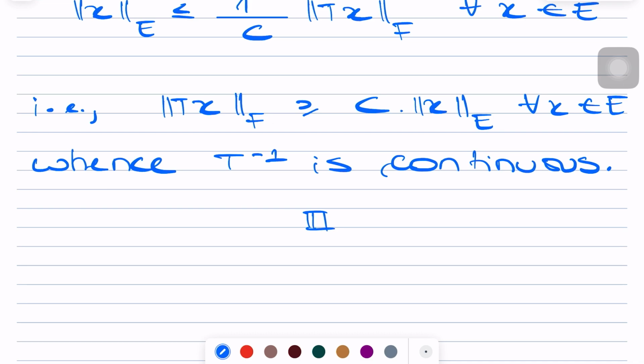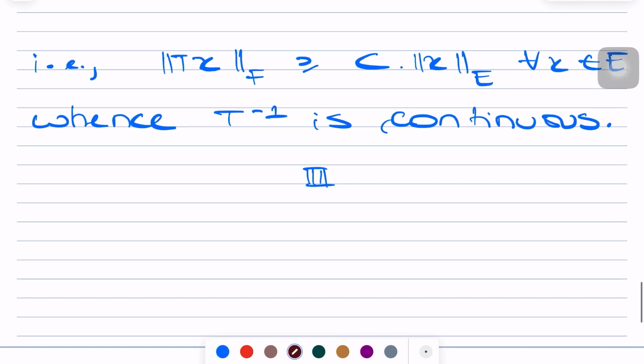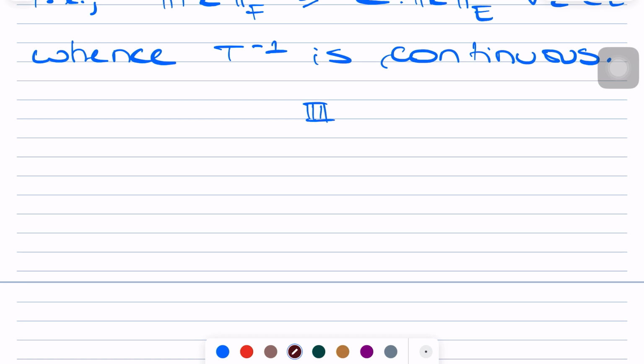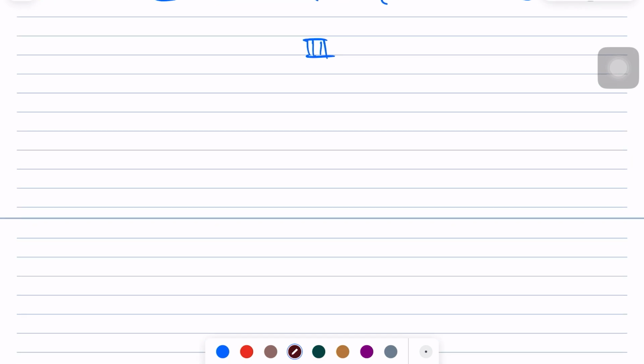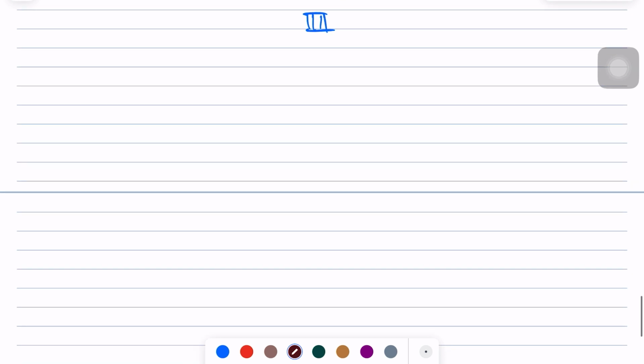Okay, well, we are done with the first proof. So another consequence of the open mapping theorem is the following, which some of you are probably familiar with. Corollary 2.8.